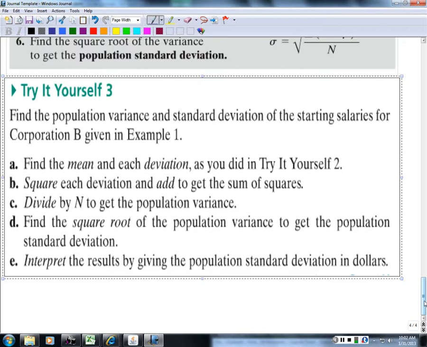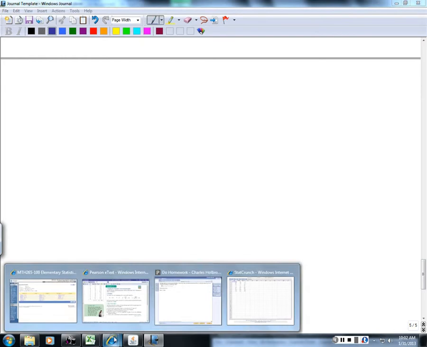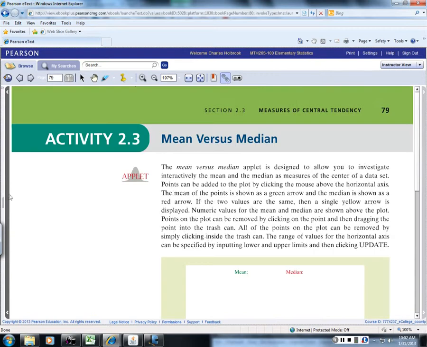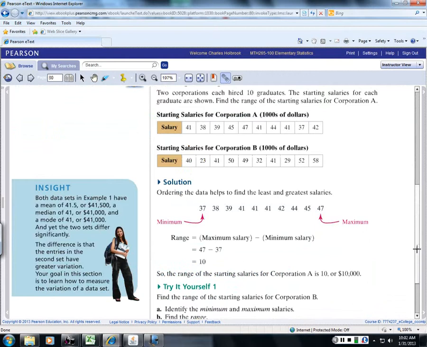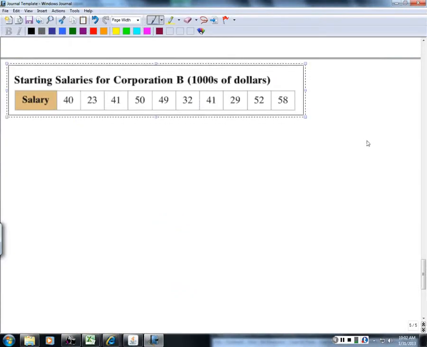Okay. So, let's go ahead and bring in that salary matrix that they had given us. Assuming I can find it again. Oops, too far. There it is. Now, starting salaries for Corporation B in thousands of dollars.